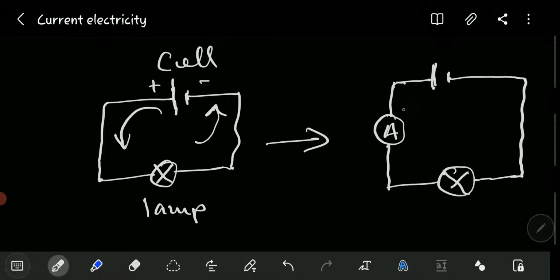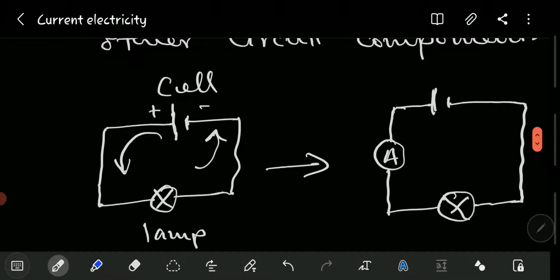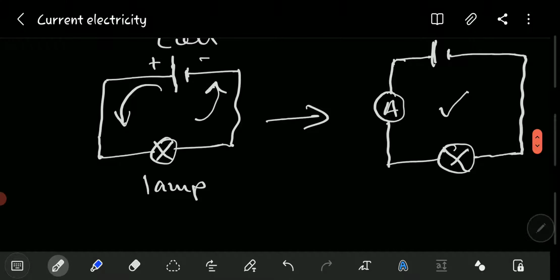Because one terminal of the ammeter is connected to the cell, while the other terminal is connected to the lamp, it means that the ammeter is in series with both the cell and the lamp, okay? Because one terminal is connected to one circuit component while the other is connected to another circuit component, it means that the ammeter is connected in series. And this is the correct way of connecting an ammeter.